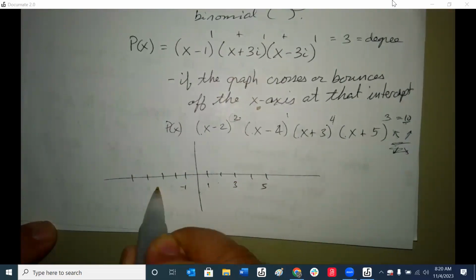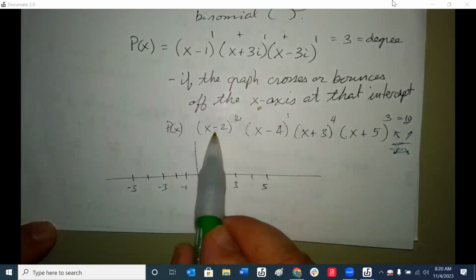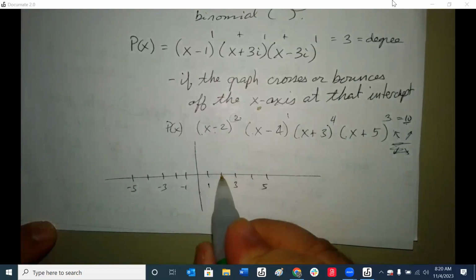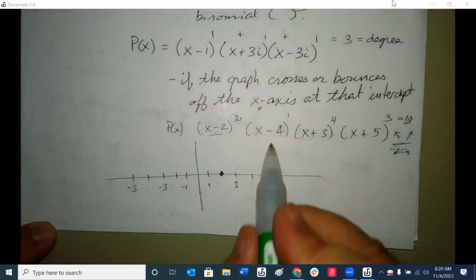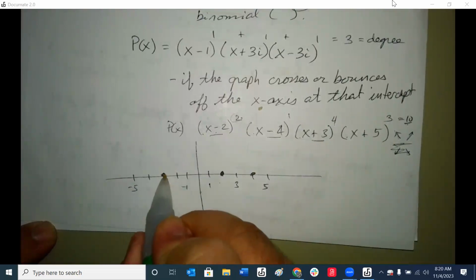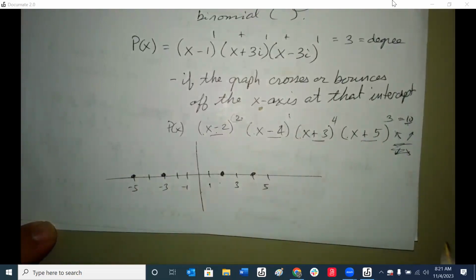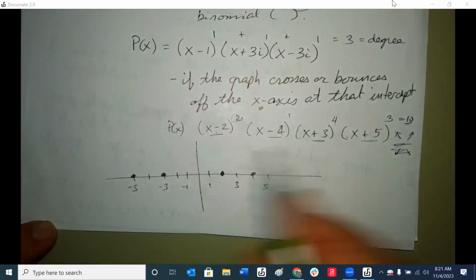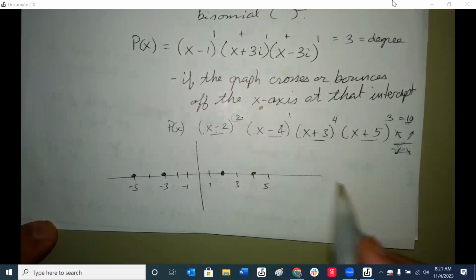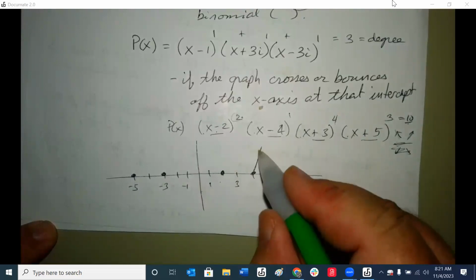-5, -1, -3, -5. Our zeros are going to be at +2. That one's at +2. This one's at +4. This one's at -3. This one's at -5. We set all those equal to 0. Again, it's important to stay current with your notes. So those are our 4 intercepts. We know at both ends the graph goes up.